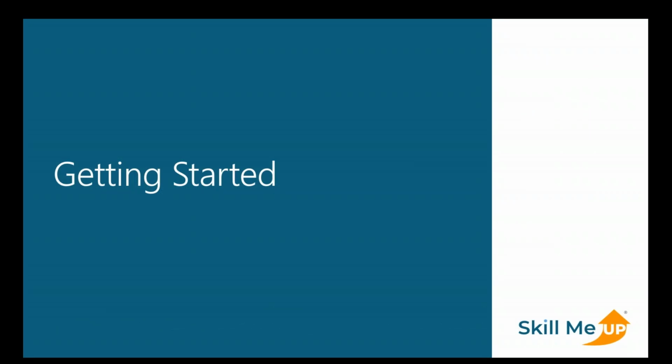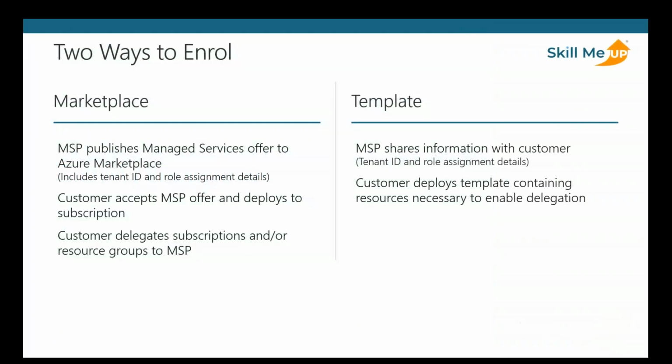So how do you actually do this? How do you get this working? How do you get it set up? There's two ways to enroll in Lighthouse. So two parallel paths. Under the hood, they're doing the same thing, and I'll explain what's happening under the hood. But let's make sure we understand the two ways.